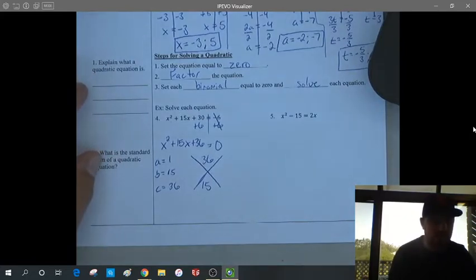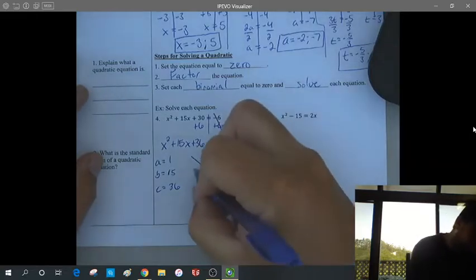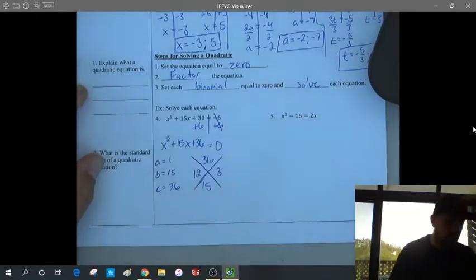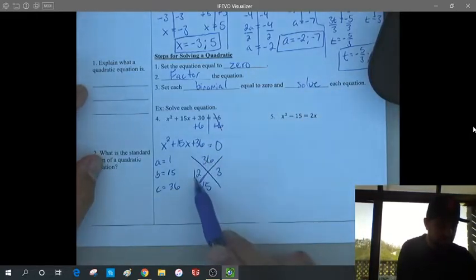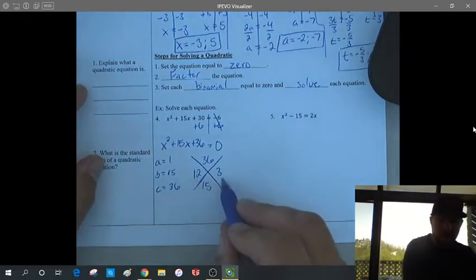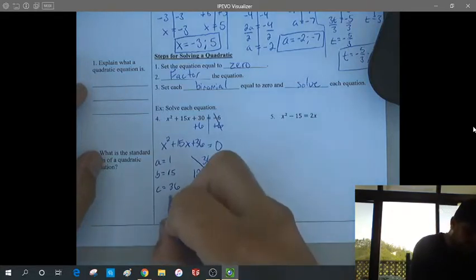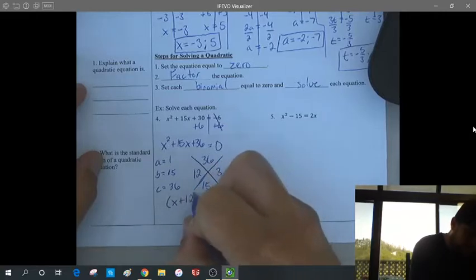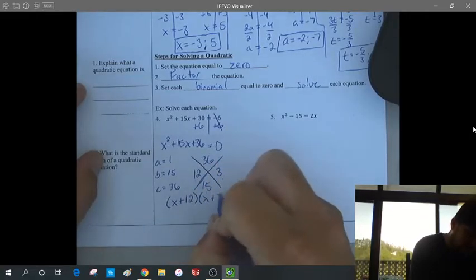Well, let's see, we've got 6 and 6, but that's going to add to make 12. We've got 9 and 4. How about 12 and 3? So 12 times 3 makes 36. 12 plus 3 is 15. Now I take my factors that I got from those and turn those into my binomial constants. So it'll be x plus 12 and x plus 3.